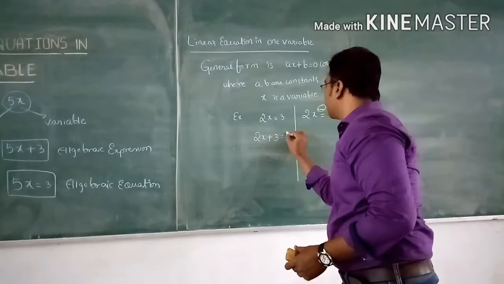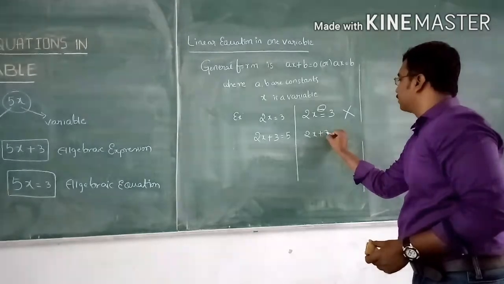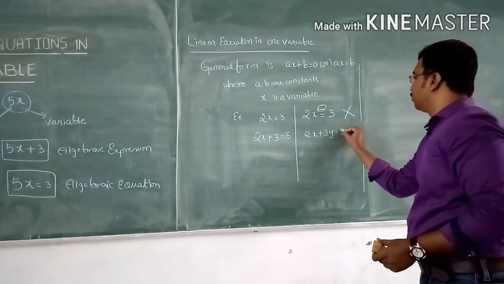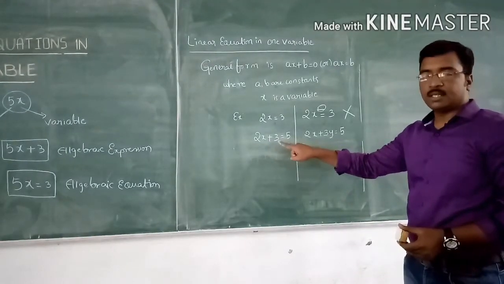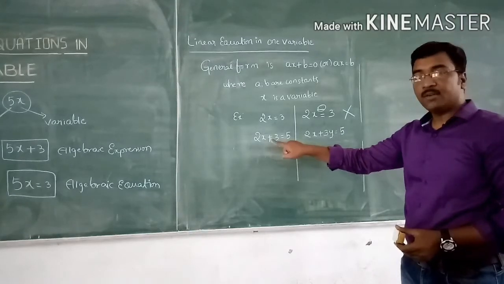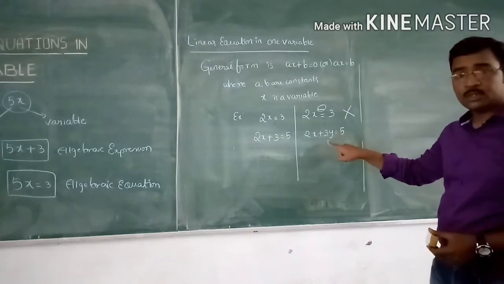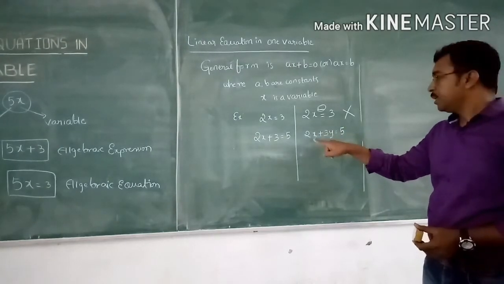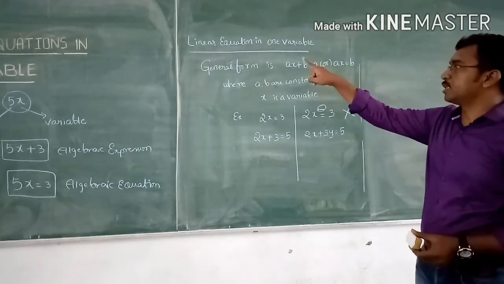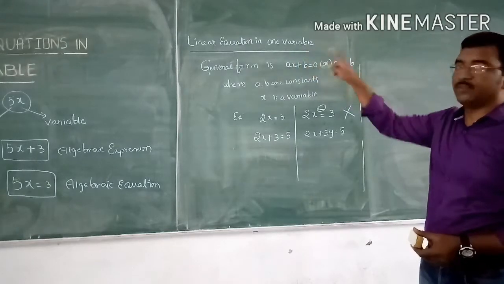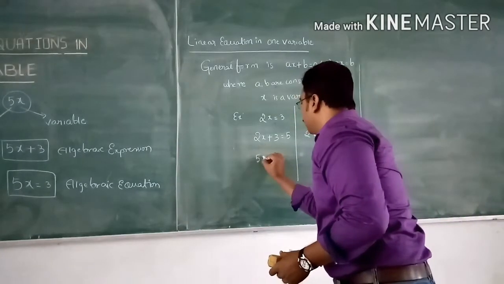2x plus 3 is equal to 5. 2x plus 3y is equal to 5. This 2x plus 3 is equal to 5 is a linear equation in one variable. But here 2x plus 3y is equal to 5, of course, is a linear equation, but here two variables exist, x and y. So as per our definition, we discussed linear equations in one variable. This is not suitable. So I am taking one more example.